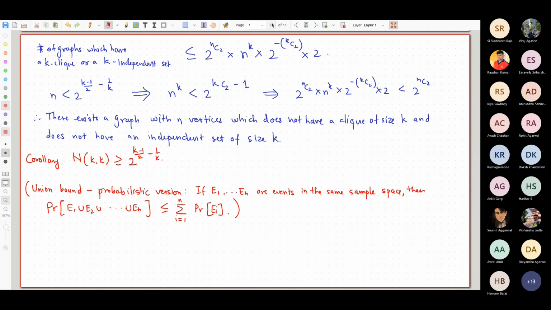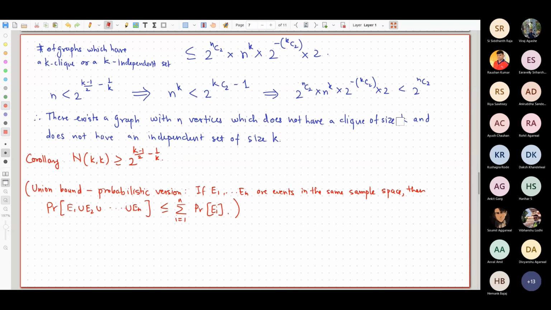Sir, in this slide, could you explain the part after n is less than 2 to the power (k minus 1) by 2 minus 1 by k? What have you done? Yeah, all that is just mathematical manipulation. I'm just raising both sides to the power k, and then noting that k times (k minus 1) by 2 is k choose 2. And then I'm just adjusting the terms. I'm multiplying both sides by 2 to the n choose 2. I took this 2 to the k choose 2 minus 1 term to the left hand side. That's it.